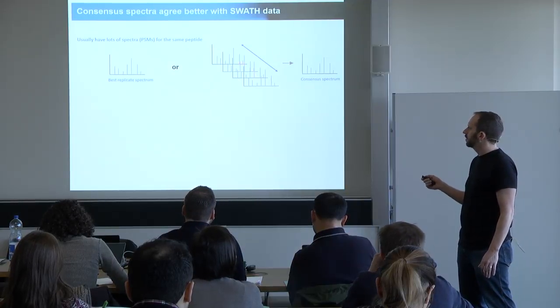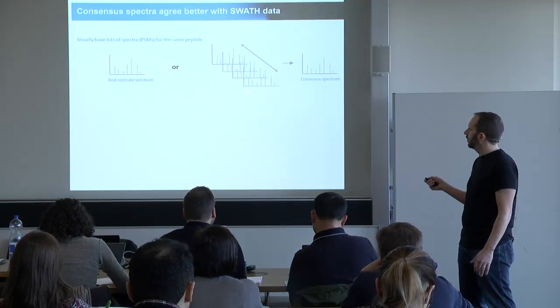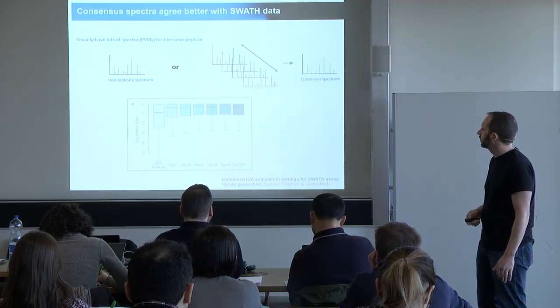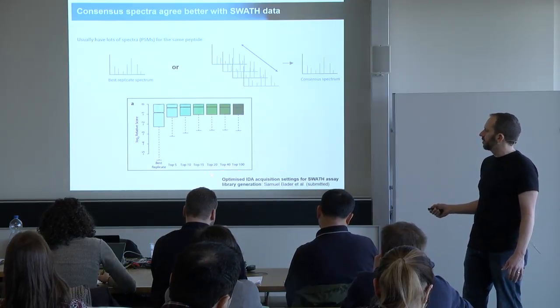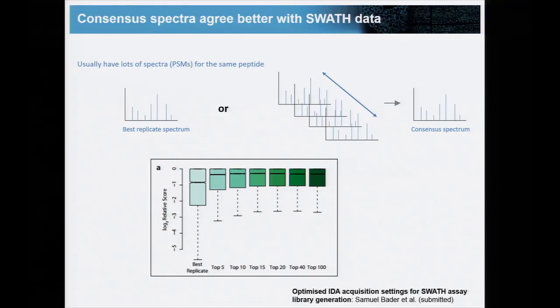So conceptually, there would seem to be some kind of advantage of taking all these spectra and using them together. And so a colleague of ours in Seattle, Sam Bader, has written a manuscript looking at many of the issues relating to spectral library generation, but in particular he looked at the difference between using the best replicate spectrum, or if you pool 5 or 10 or 15 or 20 or 40, or in some cases you may have up to 100. And he plotted basically some relative score relative to some random extractions based on decoys, I believe.